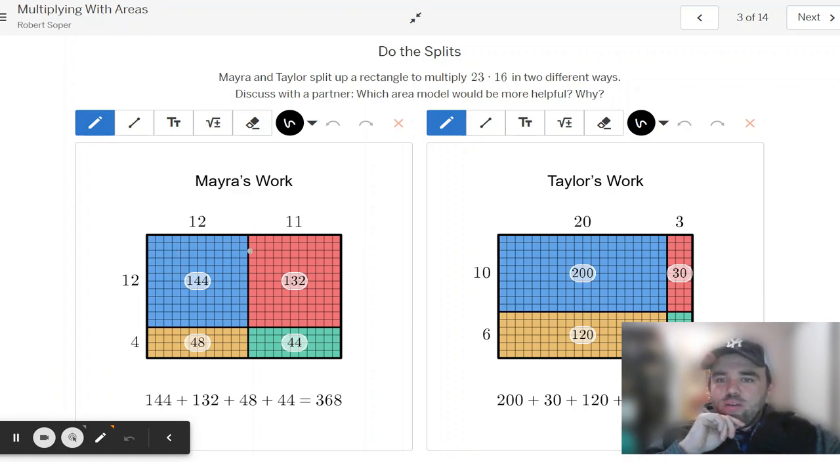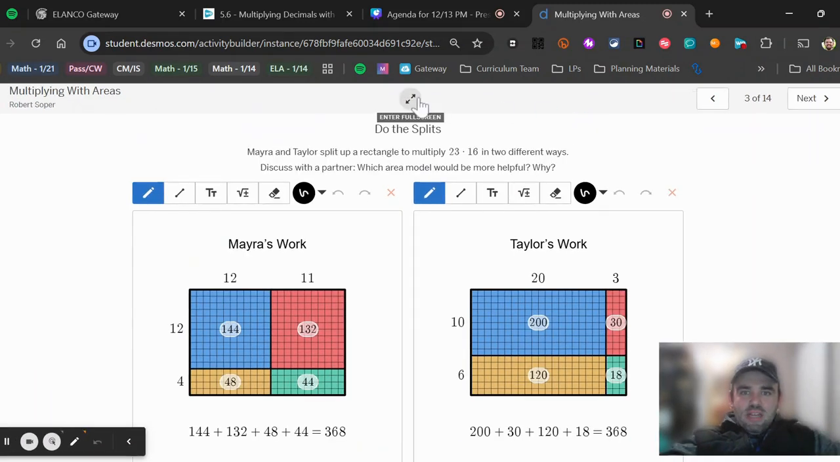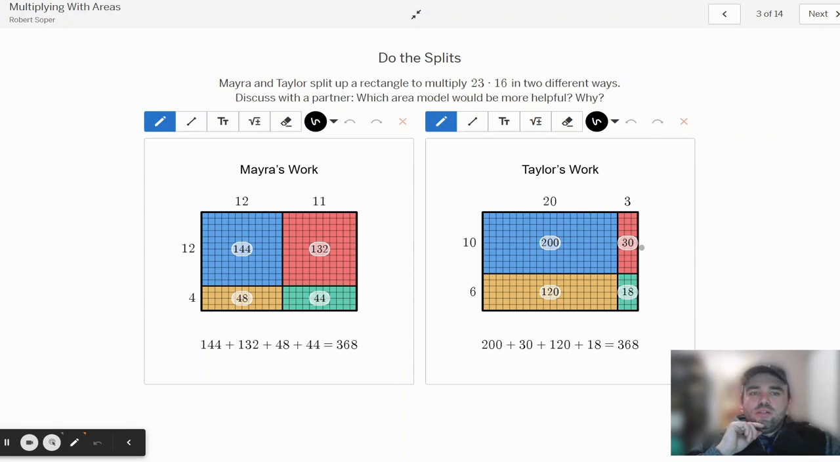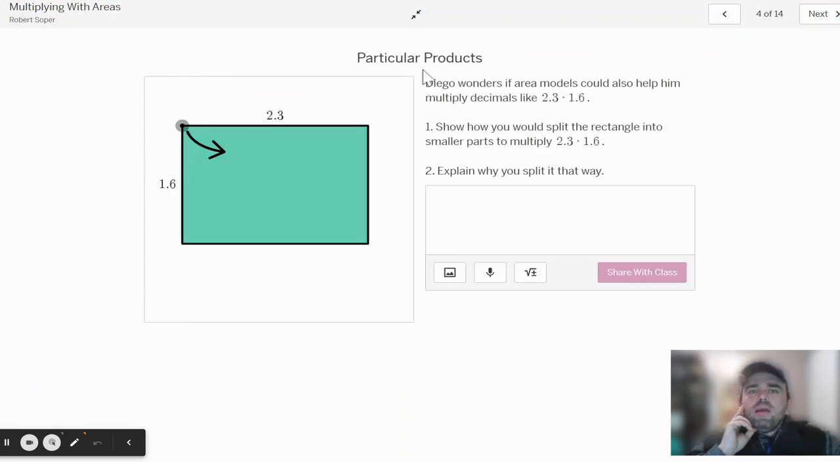Notice how it really doesn't matter what your answer is, because you will get the same answer as long as your factors on the side add up to the correct number. So 12 and 4 make 16, 10 and 6 make 16, 12 and 11 make 23, 20 and 3 make 23. So today we're going to use the area model to solve some multiplication.